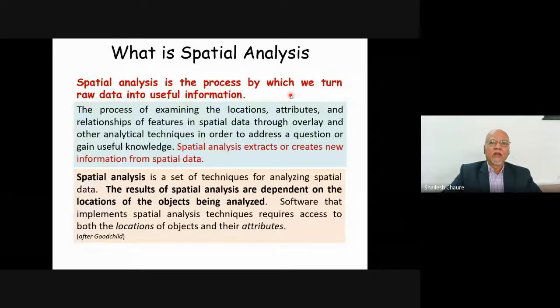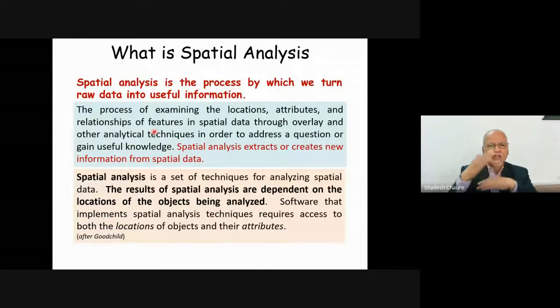So how to do the query with the attribute data, you have seen in the previous lecture. Now we will be doing the analysis and query based on the geometries or the features, that is point, line, and polygon. Okay, and on that basis we will derive certain information. Okay, the process of examining the locations, attributes, and relationship of features in spatial data through overlay and other analytical techniques in order to address a question or gain useful knowledge. So what we'll do, suppose you have a layer of contours and a layer of, say, soil types or geology.